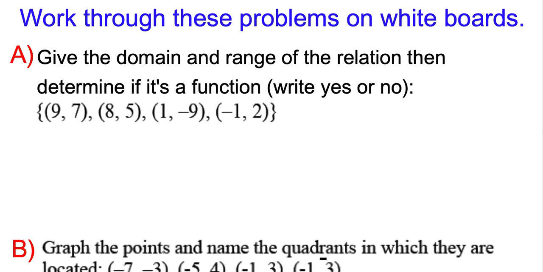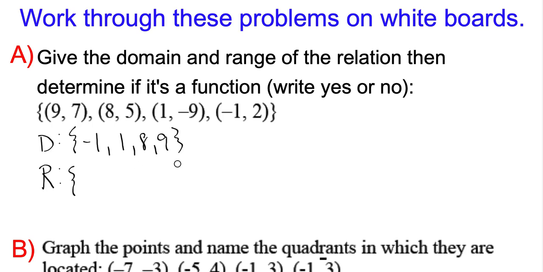First one here. Give the domain and range and state if it's a function or not. Domain we write with a capital D, range with a capital R, and you denote those with curly brackets, and then we put the numbers in there that go for those. Domain are the x values. We write them from least to greatest, no repeats. This is an x, this is an x, this is an x, that's an x. So we write the smallest first to biggest, least to greatest.